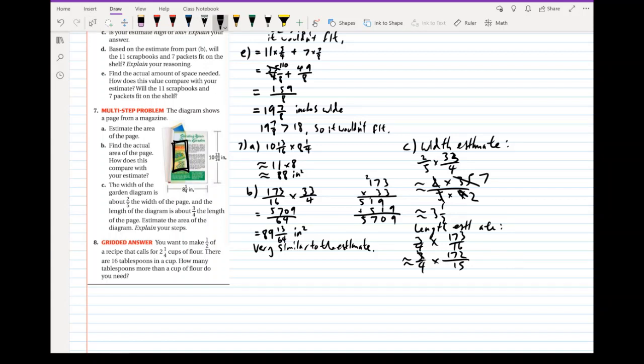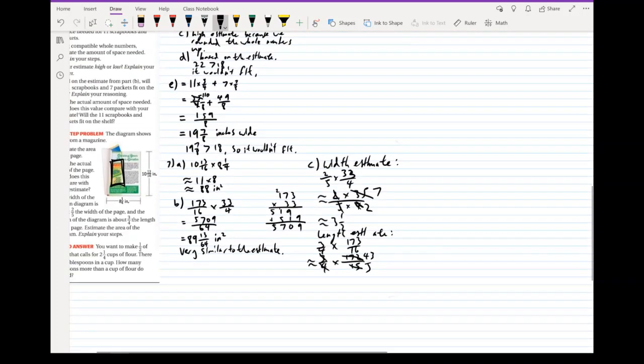But now 3 and the 15 can cancel out. That becomes 5 at the bottom. 172 can cancel out with 4. That becomes 13. So that's sorry, not 13. 43. So 43, that's 4 times 43, it's 172. So we have 43 over 5 as the estimate for the length.